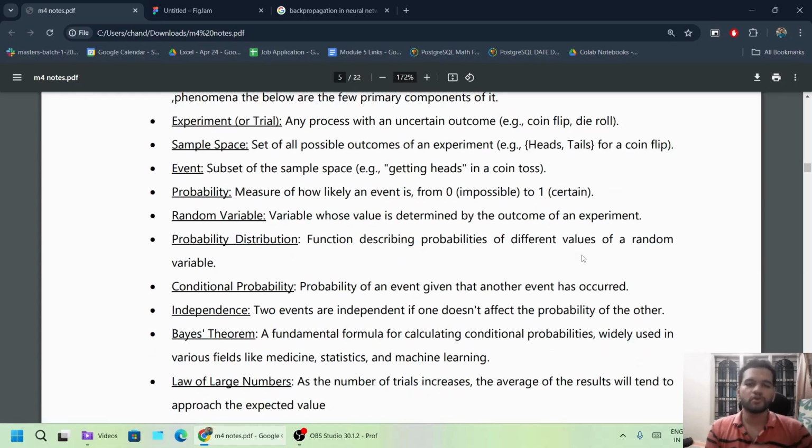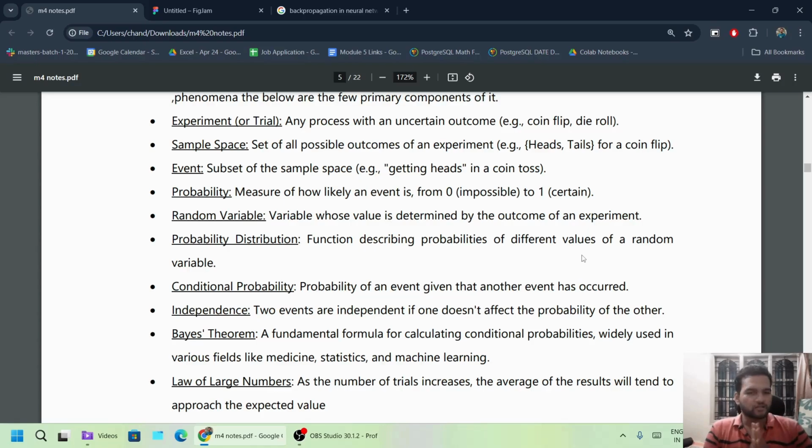Independence. Two events are independent if one does not affect the probability of the other. That means on the first flip, some value came. On the second flip also, the first trial is not affecting it. There is an equal opportunity for each probability to come, without affecting the probability of the previous one or the new one.